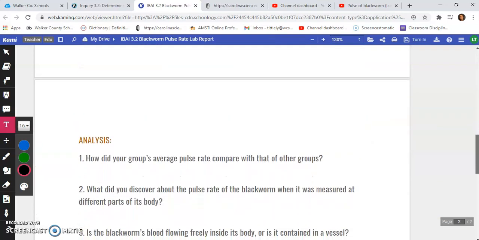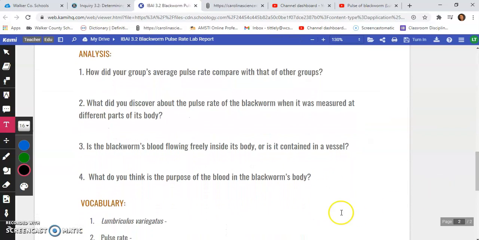Okay, so after we're through collecting our data, we have our analysis, and since we're all doing the same video clip of pulse, since we are not at school and we're not all looking through the microscopes and counting our own, all of us should have the same average. So for number 1, you could just simply say that we all were viewing the same worm, so we all had the same pulse rate. Okay.